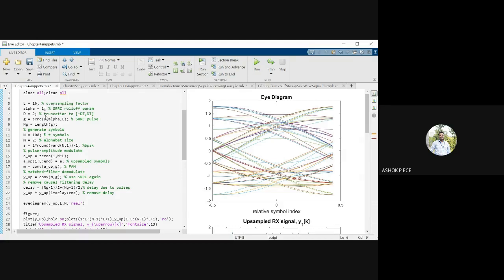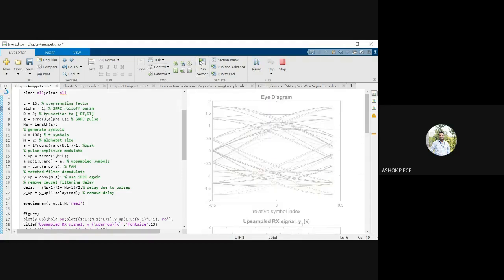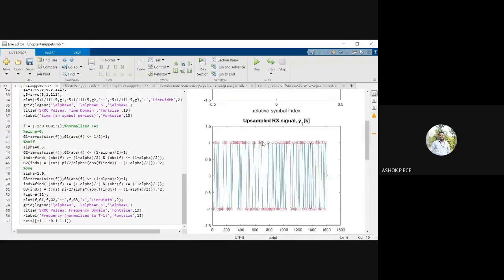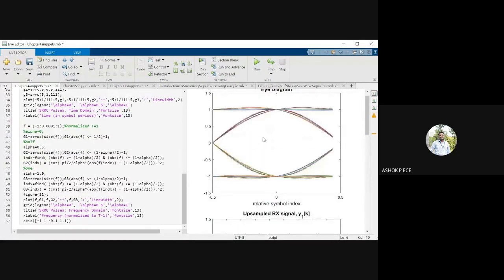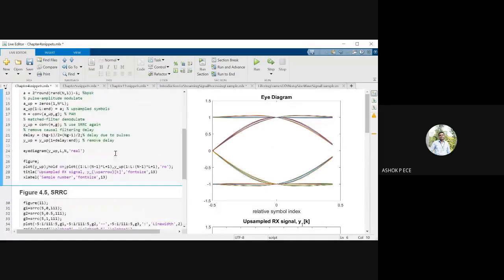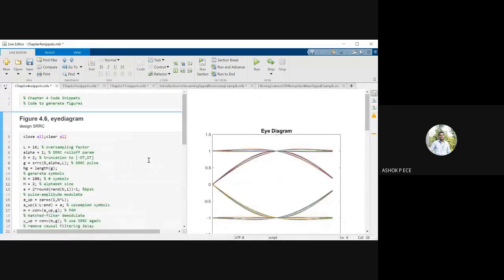If I give alpha equal to 1, the conditions we have seen, right? Alpha equal to 0, see the previous diagram. Alpha equal to 0.5. Alpha equal to 1. For alpha equal to 0.5, the eye opening was very good. When alpha is equal to 0, we got a poor eye opening. When alpha is equal to 1, see, the eye opening is very good. So generally, you have to have the alpha value between 0.5 and 1. That is for proper reception of your signal.